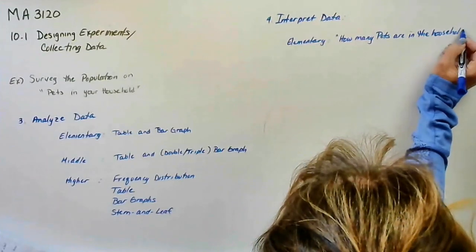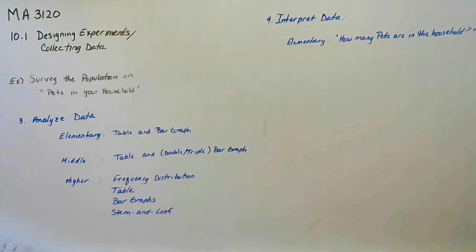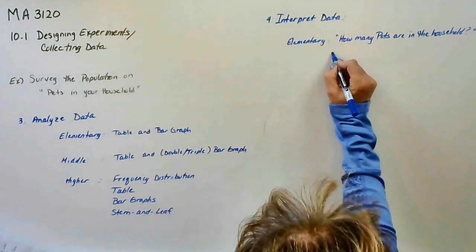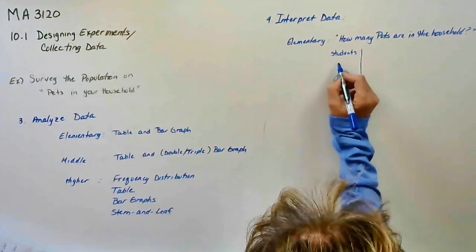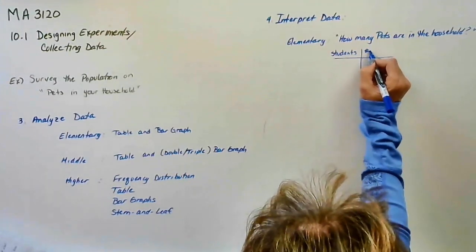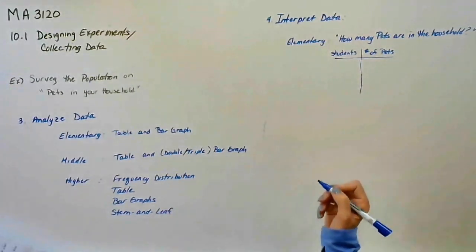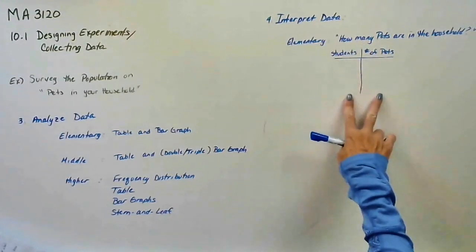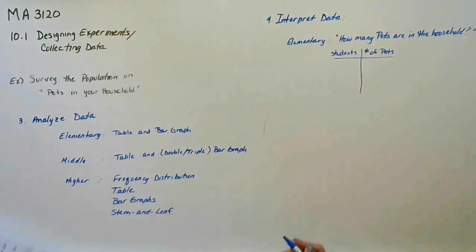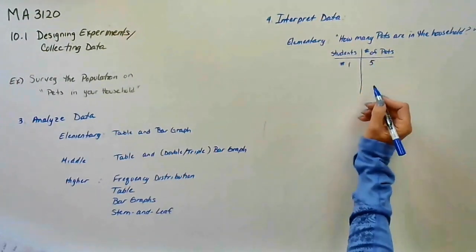Or household. That was our question. Now I'm going to make up some interpretation because we've already gone through this a little bit. So I might make a table. That table is constructed by a column that says students and a column that says number of pets. You always have to label your table, like here's my title: how many pets in the household? Here's my table. So let's say student number 1 had 5 total pets.